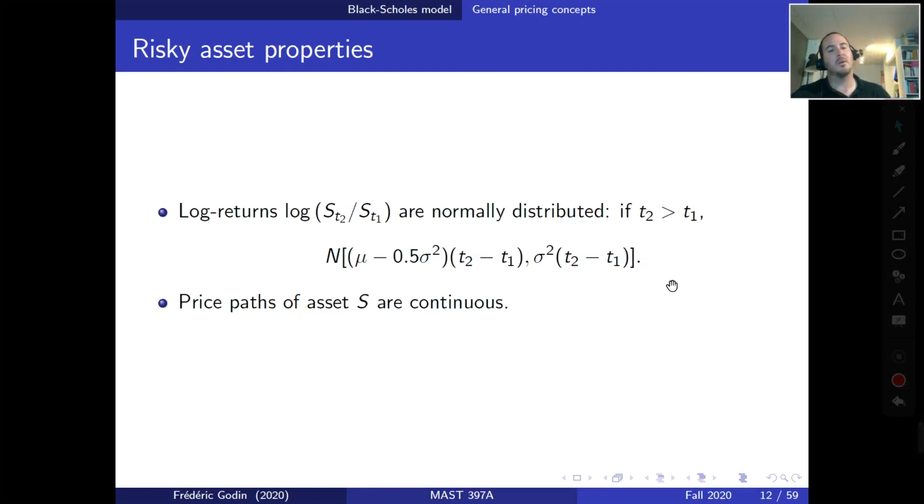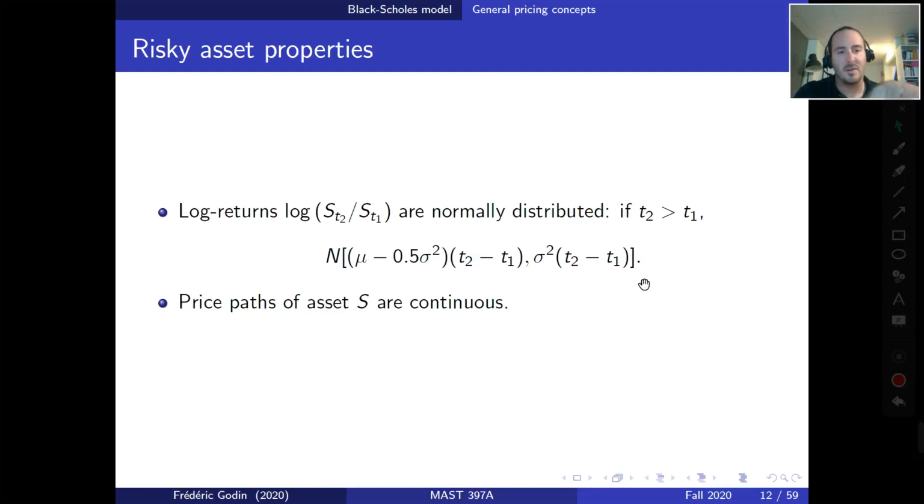So they're normally distributed. The mean of the log return is that constant here, mu minus half of sigma square. This is the constant we saw earlier in the model, times the length of the interval. And the variance is sigma square times the length of the interval. So the mean and the variance of the log return are both proportional to the length of the interval, and the log return is normally distributed. Again, I suggest you pause the video at this point and try to show this.